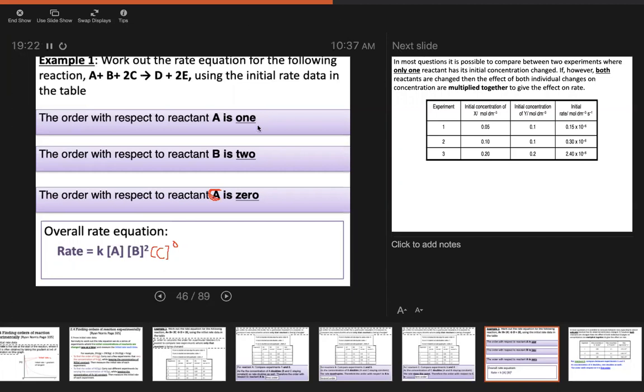Please take note of this typo. It should be reactant C being 0. No problem so far? Ready to move on? Yes. So we move on to the next example.